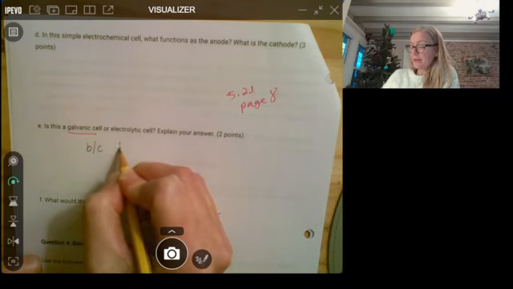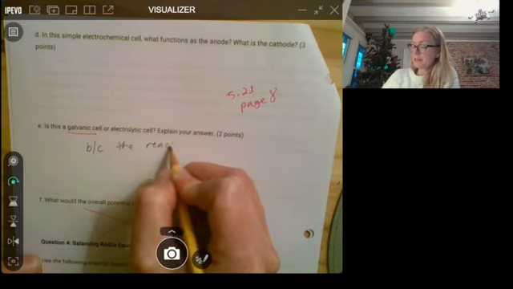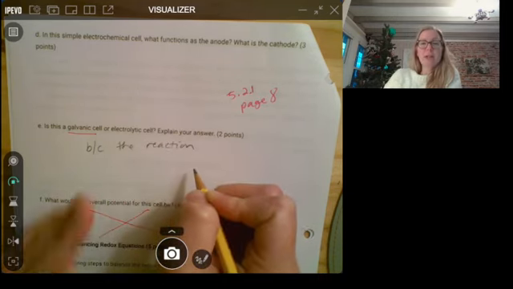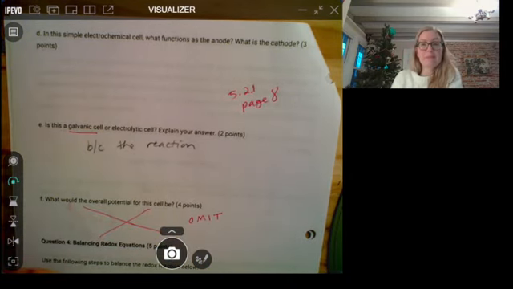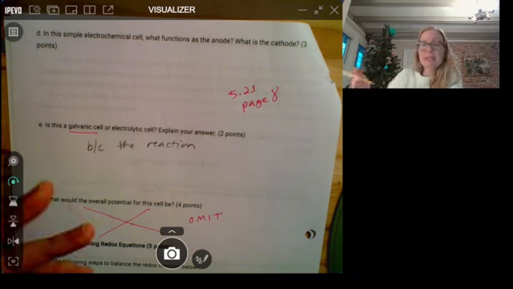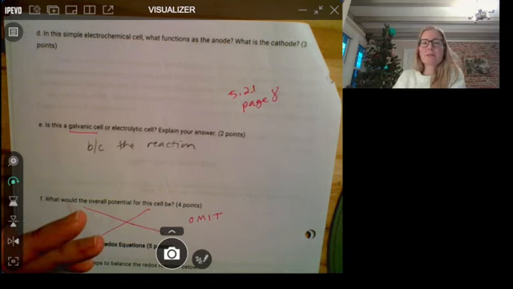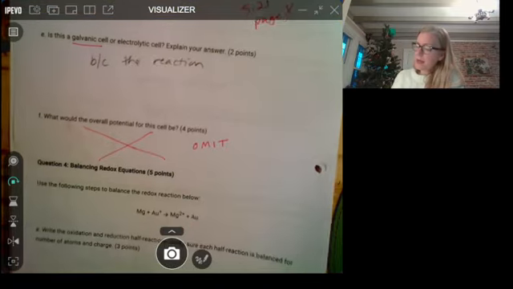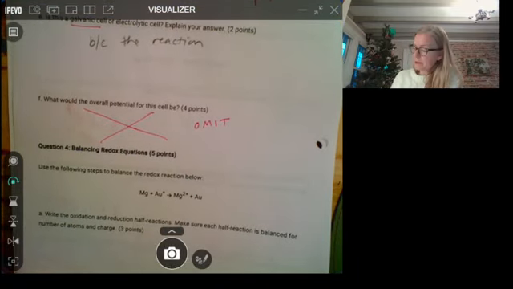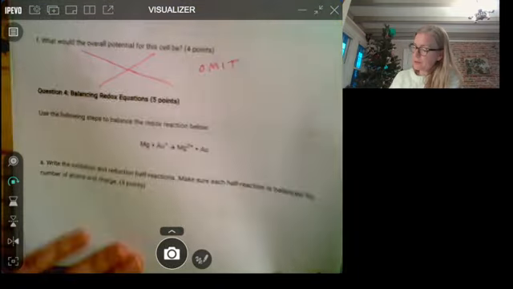because the reaction, I'll just tell you, happened without an input of energy. The reaction just happened spontaneously. She didn't need to plug it into anything to get it to happen. So that's how you know it was a galvanic cell, that it just happened on its own. F, you can just omit that. You don't have to calculate the potential.